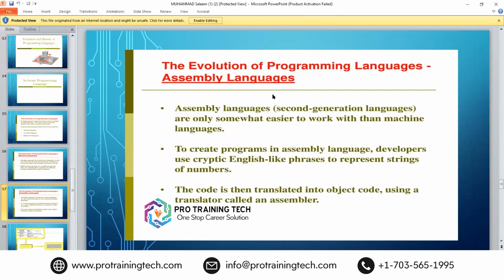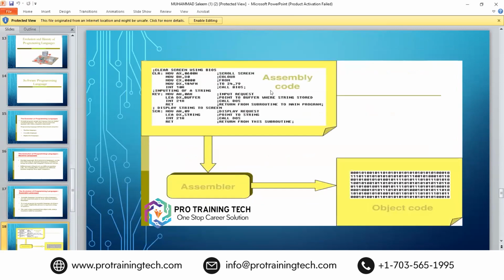Then assembly languages came into the picture. What was the advantage of assembly languages? Assembly language was still a little far from human beings, but the good thing was that it was written using English phrases and English alphabets, so it is much nearer to human beings as compared to machine language. For example, in this slide, I have given you some syntax of assembly language. This was the assembly language syntax used to work with the computer, to develop any software or program.